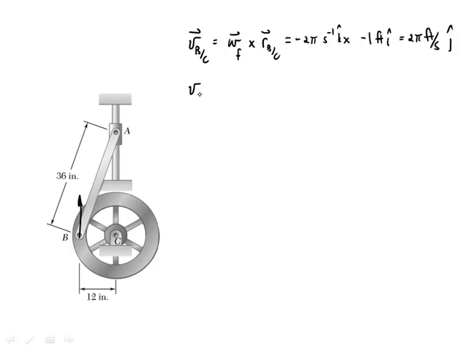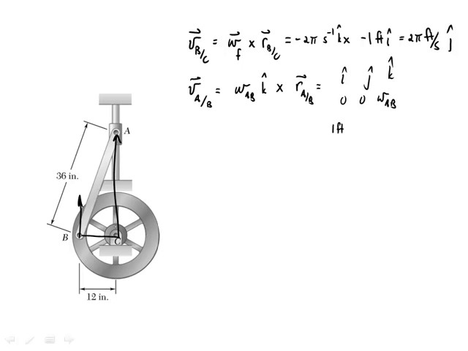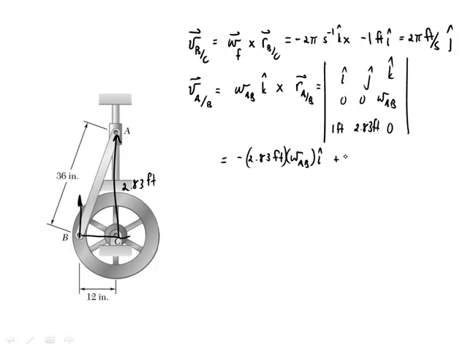And then the velocity of A with respect to B equals omega AB, let's just assume that that's in the positive k direction, crossed with the position of A with respect to B. And that's going to be i, j, k, 0, 0, omega AB, and then 1 foot in the i direction, because I'm going this way and then this way to get from B to A. And we've determined, remember, that this is 2.83 feet in that direction, 0. And so when I calculate this out, I get minus 2.83 feet omega AB in the i hat direction, plus 1 foot omega AB in the j hat direction.